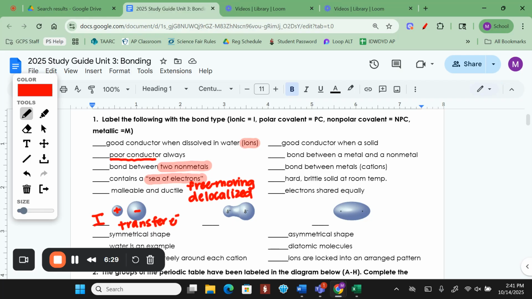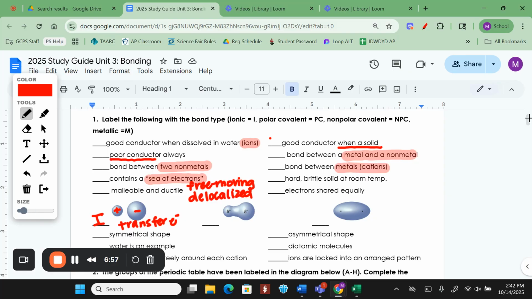I'm going to jump over to the right-hand column where I have some extra space. So if I'm a good conductor when a solid, this is the key phrase right here that we think got you on the midterm: when a solid. That's going to be a metallic bond. If I have a bond between a metal and a nonmetal, then you know that that is a classic example that's ionic. And if I have a bond between metals only, again, classic example of a metallic bond.